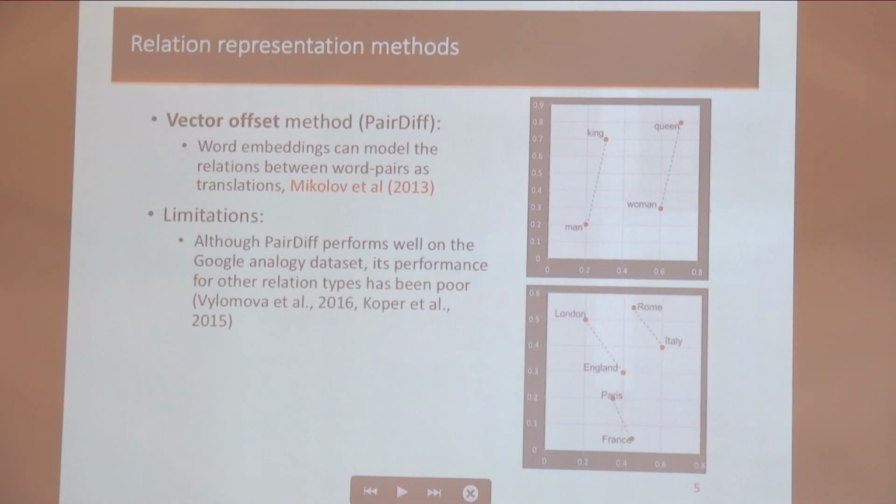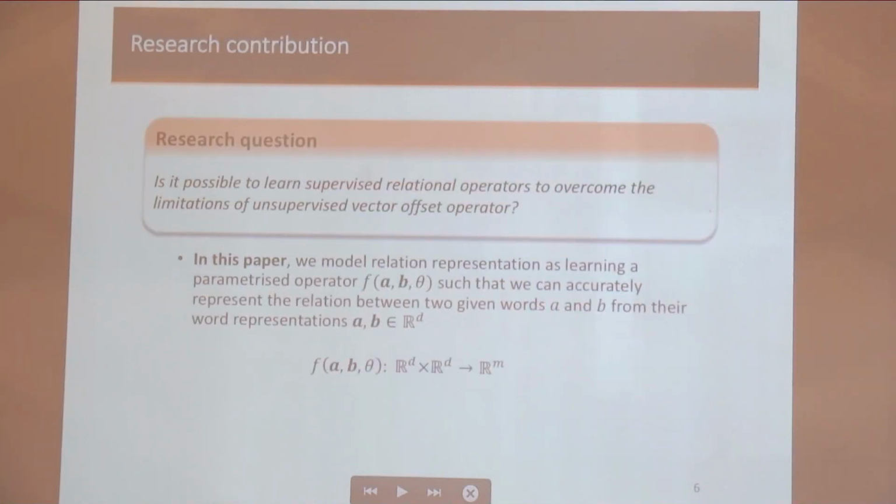And again, there are some limitations for this kind of simple offset methods. Some research shows that it cannot be generalized for other relations than those that were evaluated initially, which is called the Google dataset. So when they evaluated on lexicographic relations, they show how the performance drops significantly. So given these limitations of the vector offset method, we ask a question: is it possible to learn supervised relational operators that can overcome the given limitations of unsupervised methods such as the vector offset?